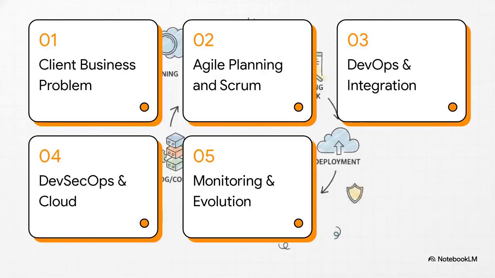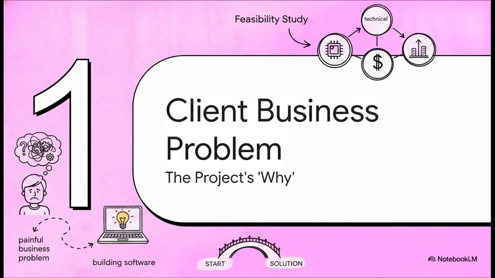So here's our roadmap for the journey. We'll start with the client's business problem, move into Agile planning and Scrum, hit DevOps and integration, tackle DevSecOps and the cloud, and wrap it all up with monitoring and continuous evolution. Section 1. The client's business problem.